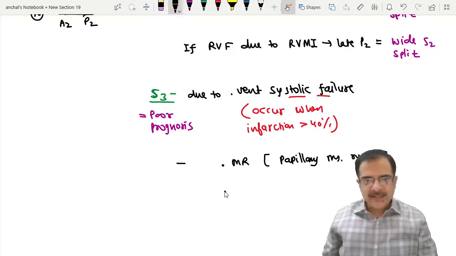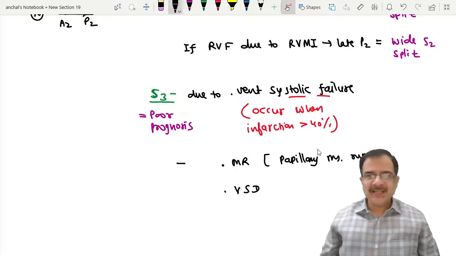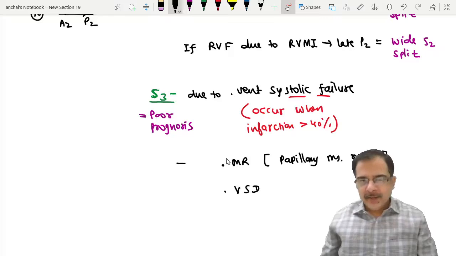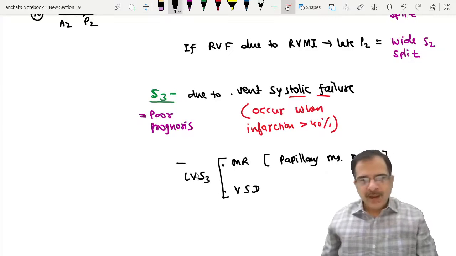Similarly, VSD also causes the S3. VSD also causes the S3, and indeed in both the conditions the S3 is of the left ventricle side. So why left ventricle side?